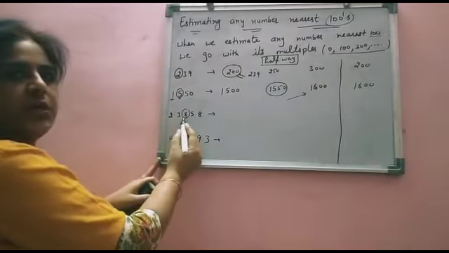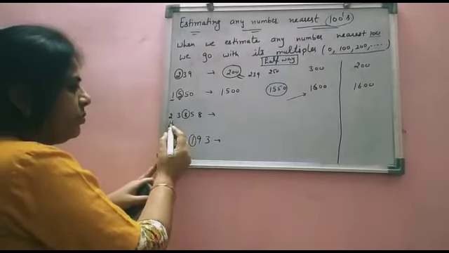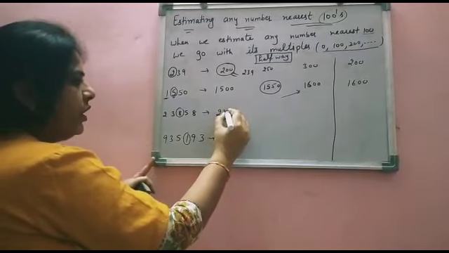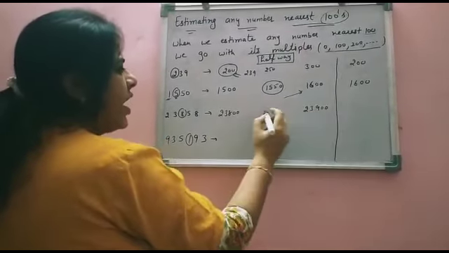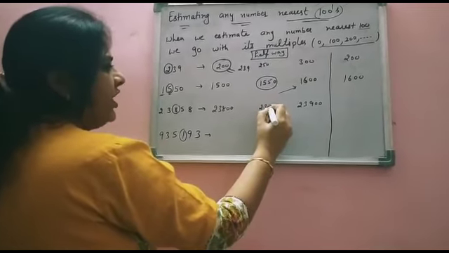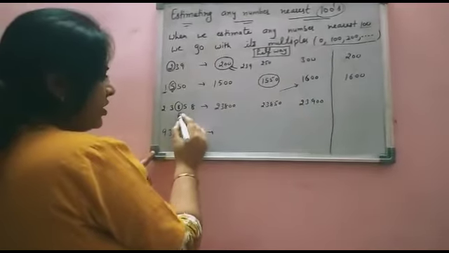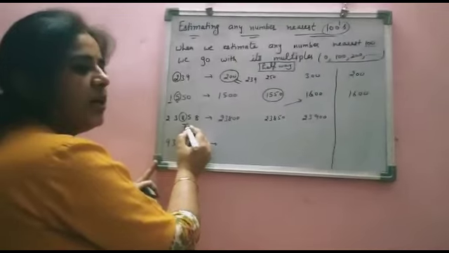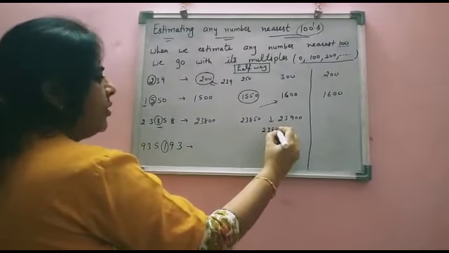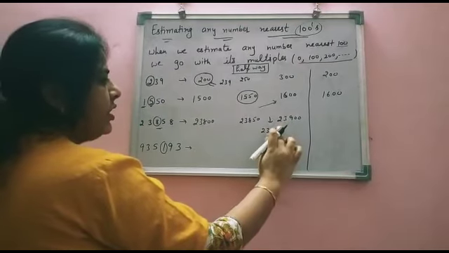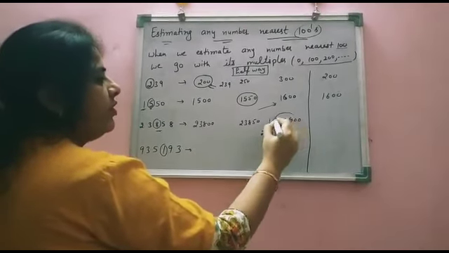Now what is the hundreds place here? 8. So it means this number lies between this and this. What is the halfway? 23850. Now is this number more than the halfway or less than the halfway? Obviously, more than. So this number is estimated to the nearest 100, it will move to this.